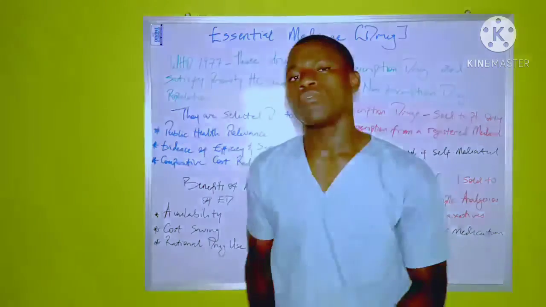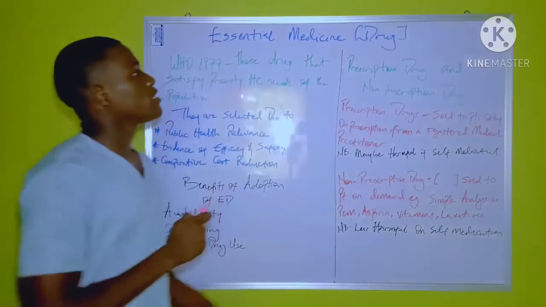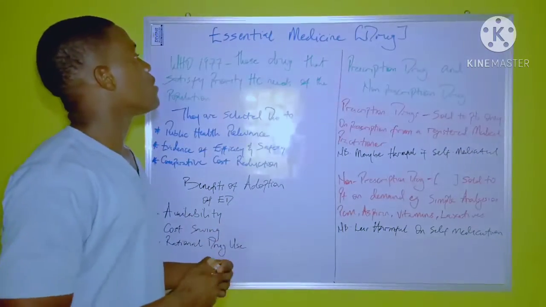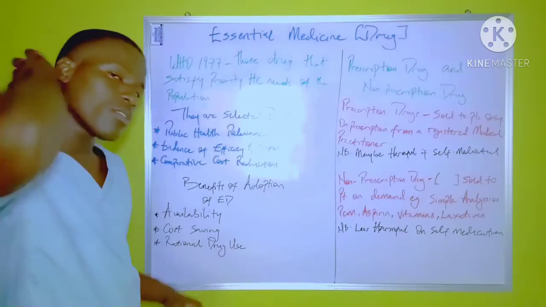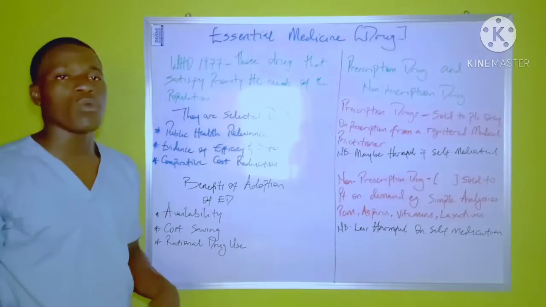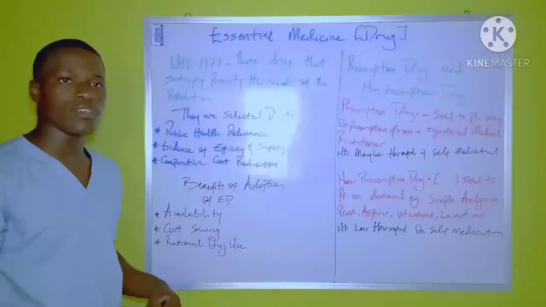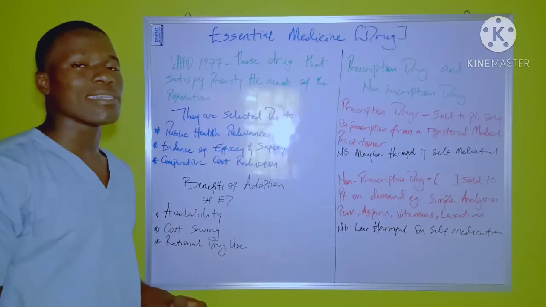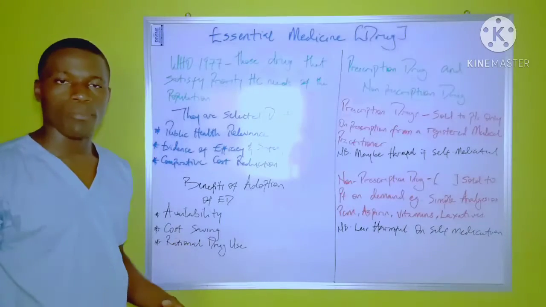In today's video, we'll be talking about essential medicine, also known as essential drugs. Now, the essential drug list was first established by WHO in the year 1977, in order to serve the priority health needs of the population.